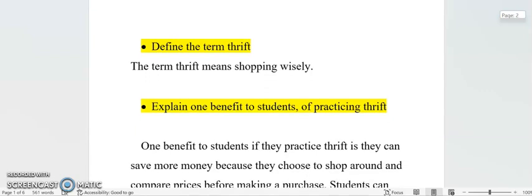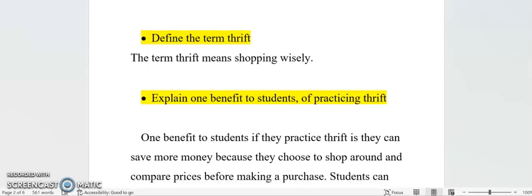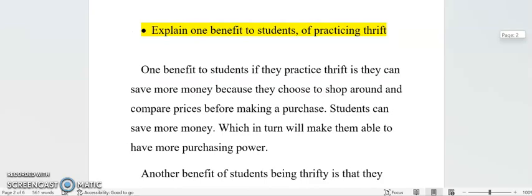Explain one benefit to students of practicing thrift. When students are financially aware, when they practice shopping wisely, especially while at school, how does that benefit students? We're going to answer this question in our second paragraph. One benefit to students if they practice thrift is they can save more money because they choose to shop around and compare prices before making a purchase. Students can save more money, which in turn will make them able to have more purchasing power.